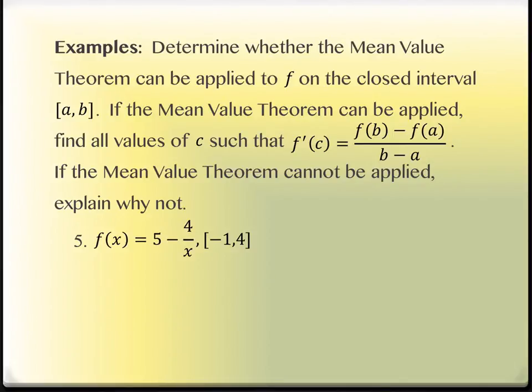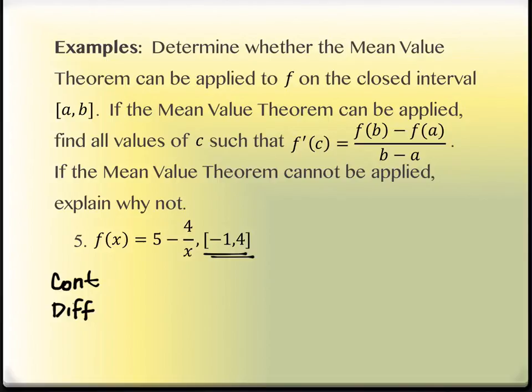All right. 5 minus 4 over x. Our conditions are continuous and differentiable. What happens? And it's specifically on the interval negative 1 to 4. What happens, guys? It has an asymptote. Where does it have an asymptote? At x equals 0, right? Look at the equation, right? A 4 over x, I can't let x be 0.